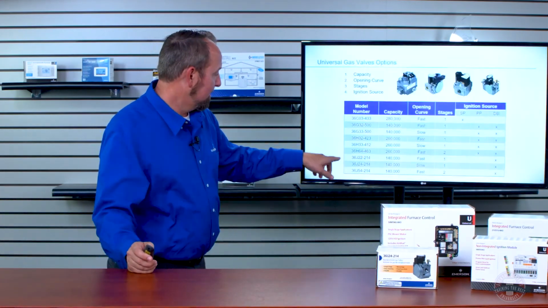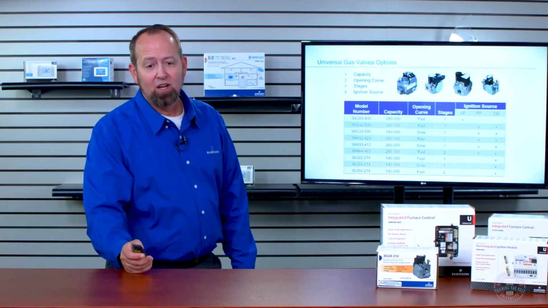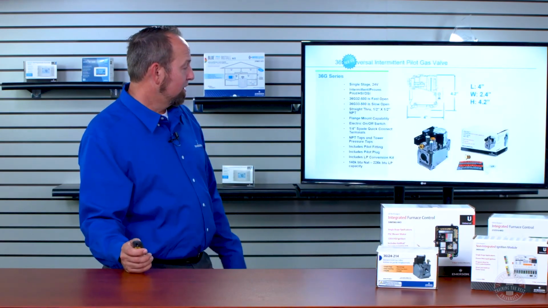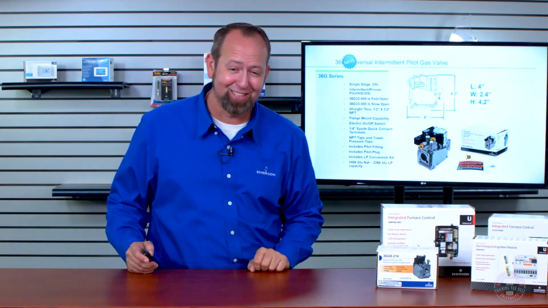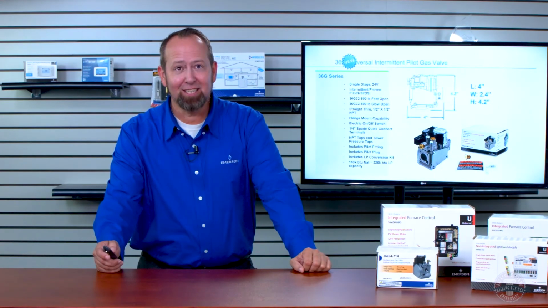Going back to this, the J series was the same thing. They were all 140,000 BTUs. So anywhere that the J series valve would have worked, with the exception of the two-stage, the 36G valve that we're talking about tonight will fit in its place.